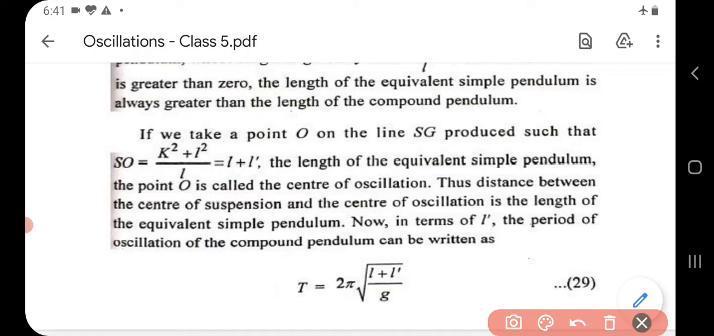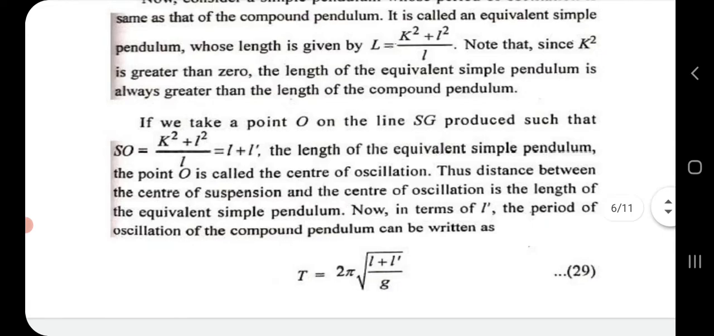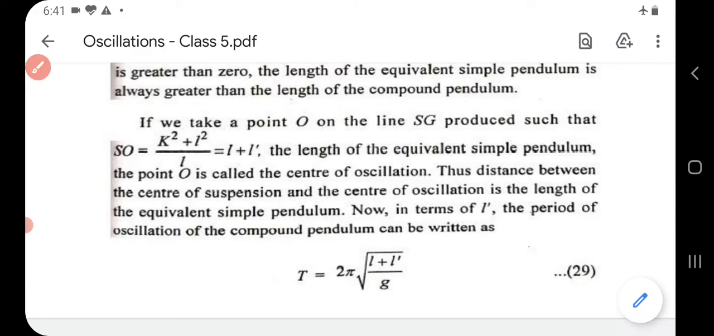Okay. So in this paragraph, you need to study only what an equivalent pendulum is. This paragraph is enough. And this is another expression for the time period in terms of l and l dash, so just keep that expression in mind also.